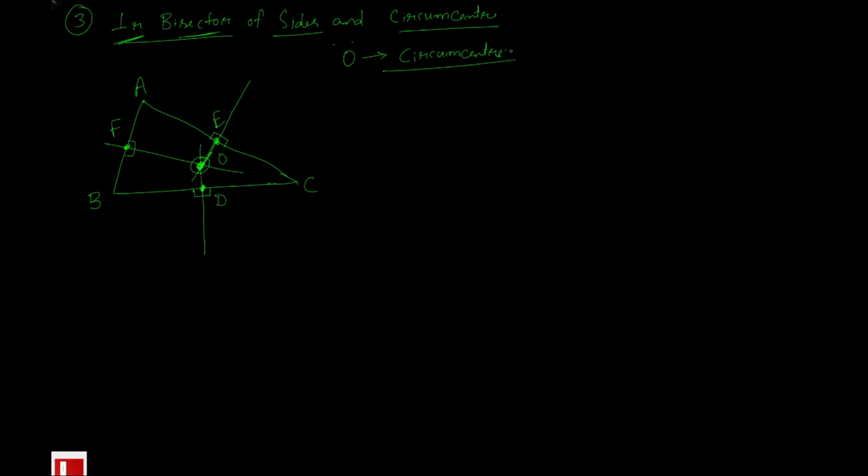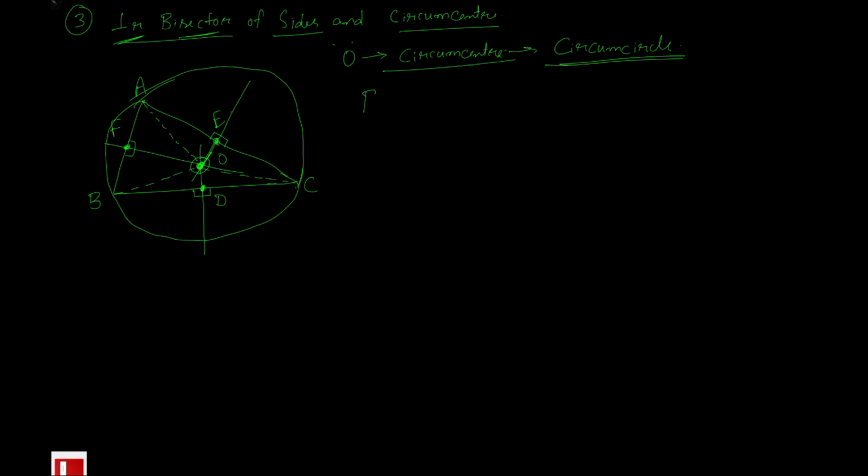Why is it called circumcenter? Because it is the center of the circumcircle. What is the meaning of circumcircle? The circle that passes through all the three vertices of the triangle. If you have followed the process of making this diagram, you can see that this dotted line, or this, or this, they are the radii, and that radius is called circumradius.